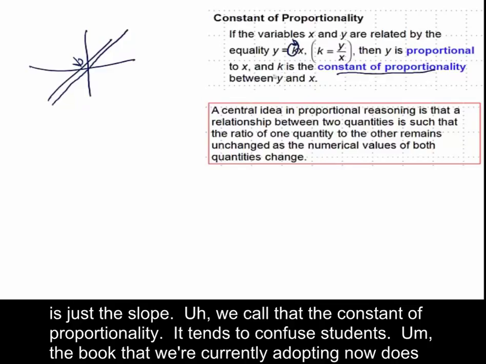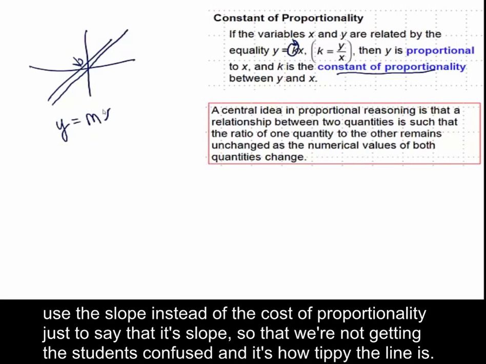It tends to confuse students. The book that we're currently adopting now does use the slope instead of the constant of proportionality, just to say that it's slope, so that we're not getting the students confused, and it's how tippy the line is.